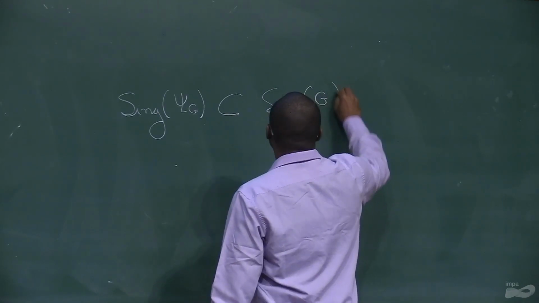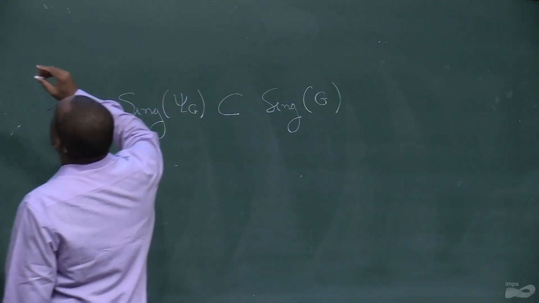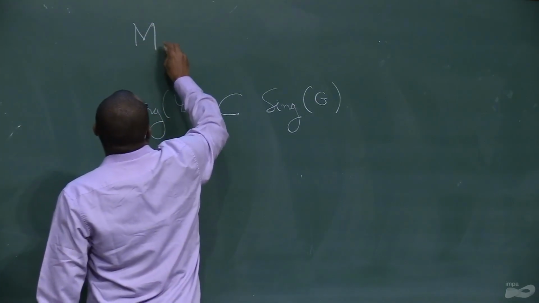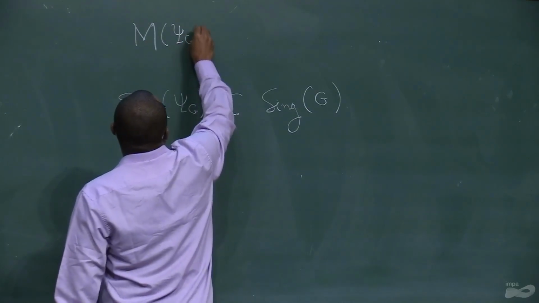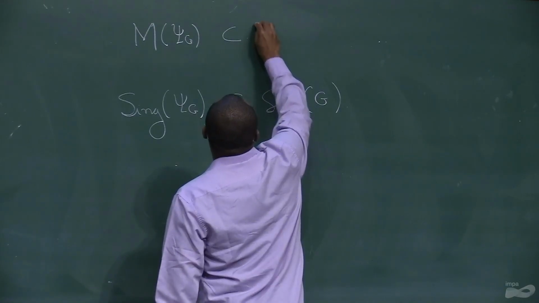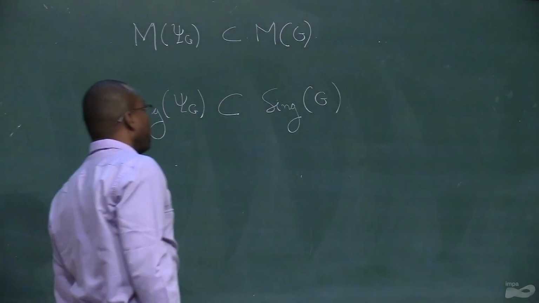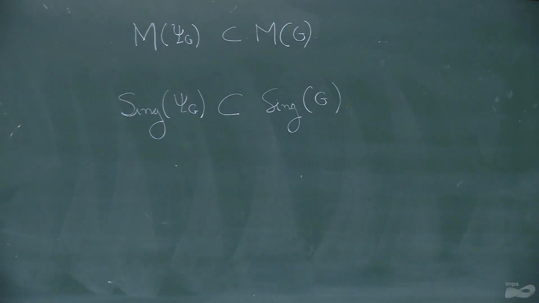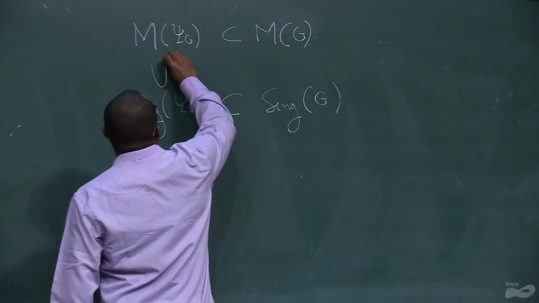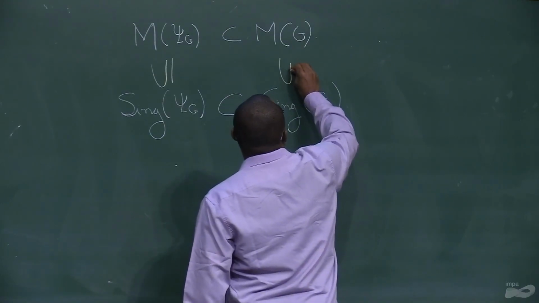And also, now we have that the Milnor set of psi G is included in the Milnor set of G. But of course, we already know that the singular locus here is included here, and the singular locus here is included here.